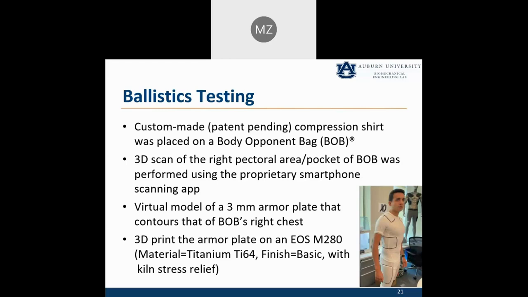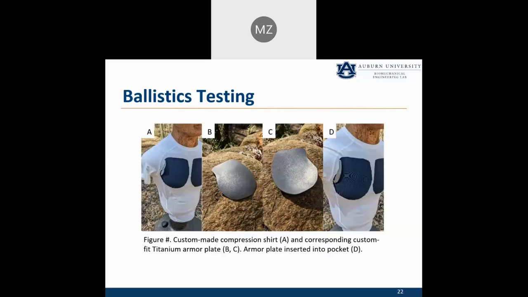Well, of course, we want to shoot it and see how it does. And that's exactly what we did. So this is a 3D printed titanium plate. You can see they're made for the custom fit shirt. The shirt here is, I guess, more thrown together, less professional looking than the later models that you saw before, but it's able to accomplish what we wanted to do.